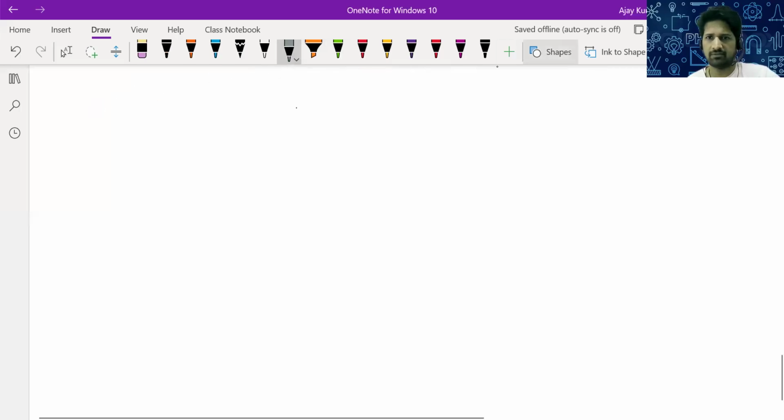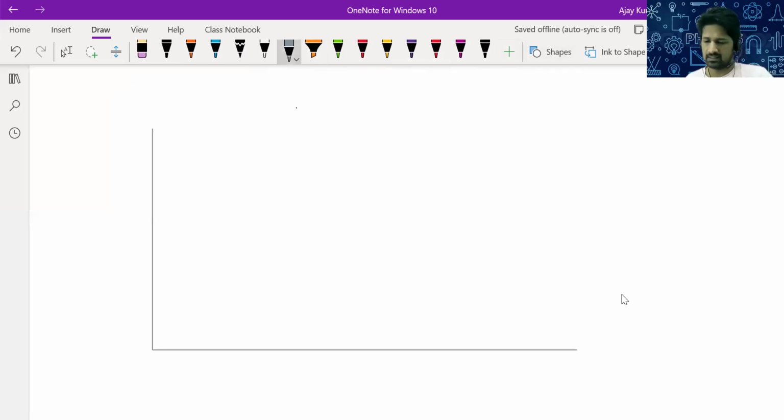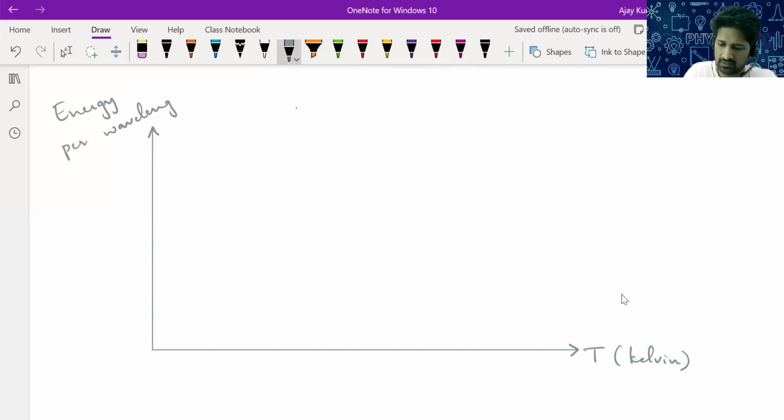So if you plot a graph, this graph is important. On the x-axis, let's say there is temperature in Kelvin, the temperature of the object. And on the y-axis, let's say there is energy emitted per wavelength, meaning how much of the energy emitted by it corresponds to a particular wavelength. Wait, on the x-axis it's not temperature. Let's take wavelength itself on the x-axis, denoted by the symbol lambda.